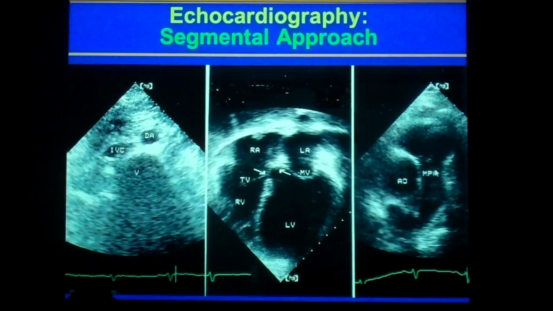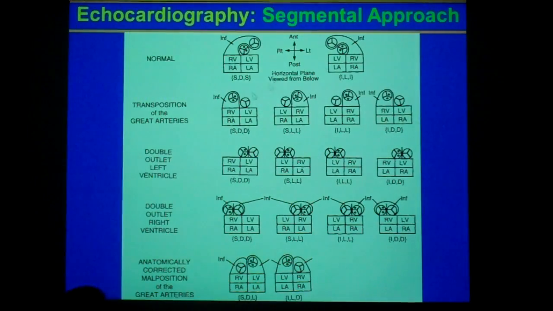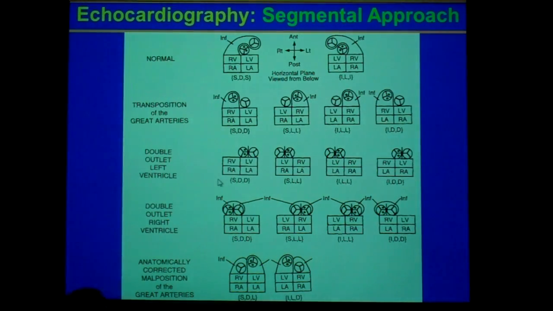Then you look at these features. Yeah, this is PA bifurcation. So all 3 segments are normal. And this is pointing down in the left, so it's a levocardia. So that's a normal heart. And this is all complicated. You can have all sorts of misconnections.